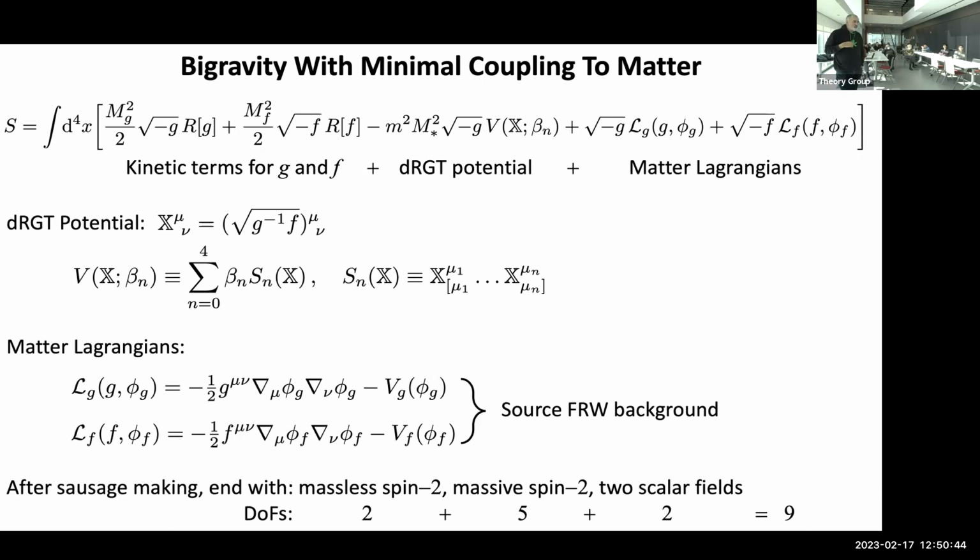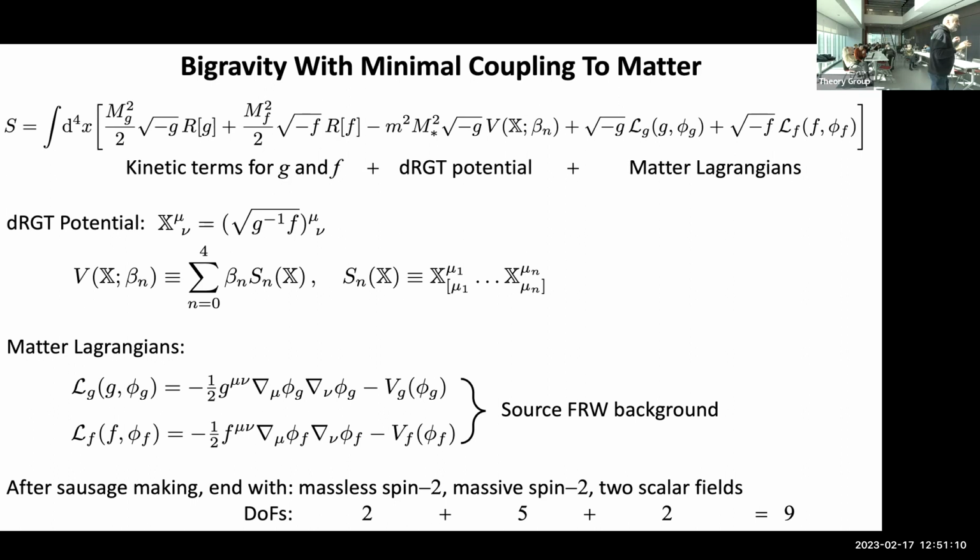Are you seeing there are two stress tensors? Yes, there's a stress tensor associated with G and one with F, separately conserved. Usually there is just one stress tensor. Right, but you need two here.